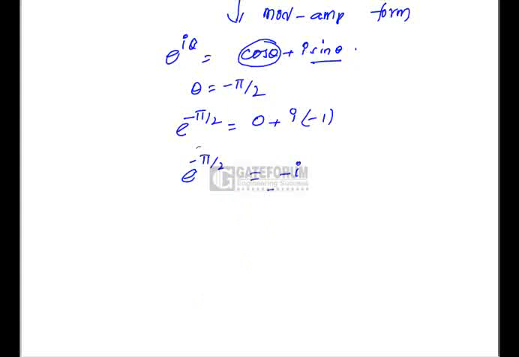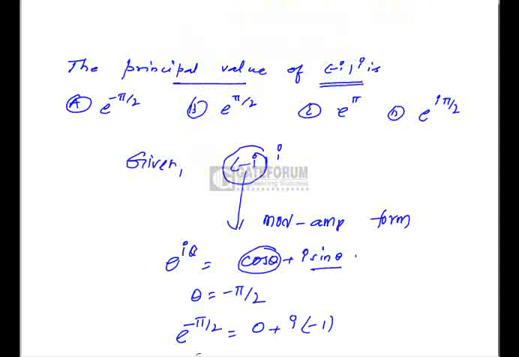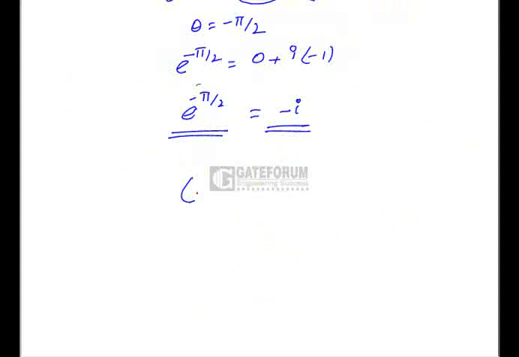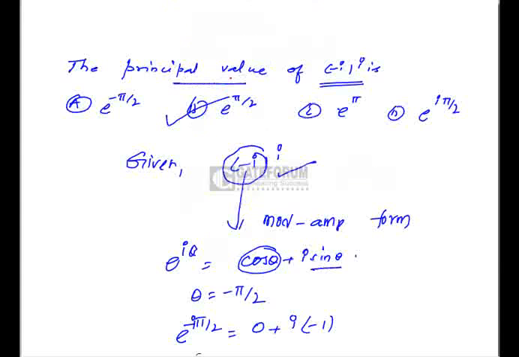So I'll replace this minus i with e power minus i pi by 2 in minus i power i, which is e power minus i pi by 2 whole power i, equal to e power minus i square into pi by 2, which can be written as e power pi by 2, which is nothing but the principal value of the given complex number. That is option B.